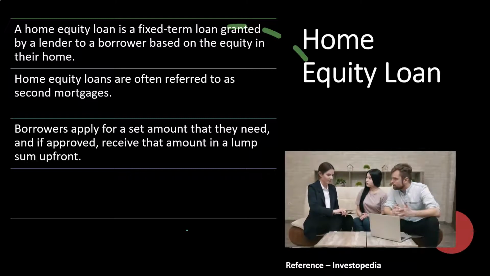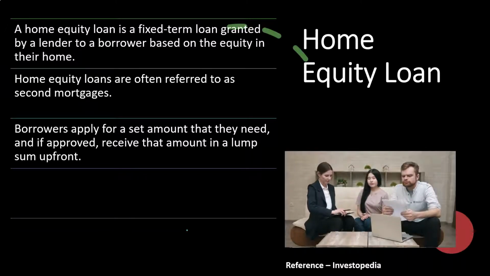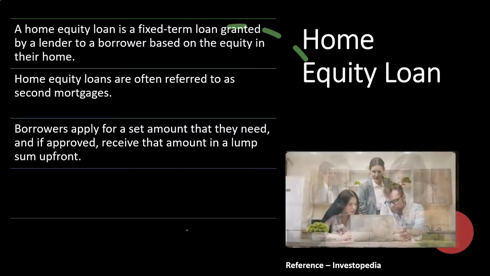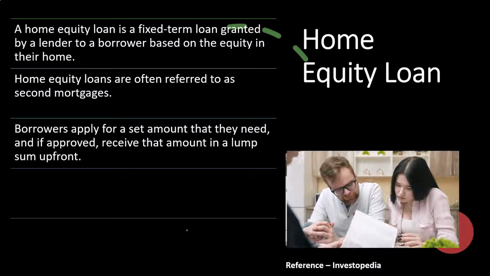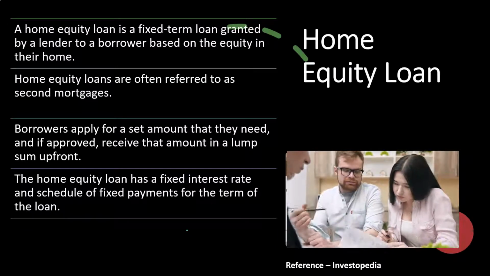Borrowers apply for a set amount that they need, and if approved, receive that amount in a lump sum up front. So you're going to say, hey, this is what I want. I want to tap into this equity. This is how much I need at this point in time. And then you could set up basically a standardized kind of loan agreement in a similar way as possibly the original financing of the home.